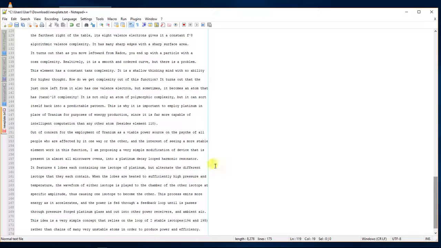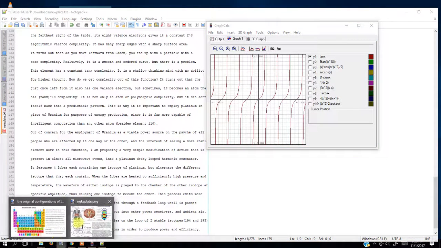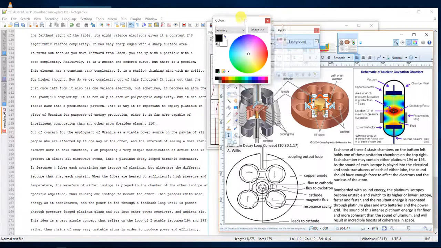This idea is a very simple concept that relies on the loop of 2 stable isotopes, 194 and 195, rather than chains of many very unstable atoms in order to produce power and efficiency. Power and efficiency because there is no loss, there is no waste. When the reaction cools down, all you should get back is stable, harmless platinum 195. There is no proliferation. These are the 4 samples that will work for as long as the generator will run, and they can be smelted down in another generator.